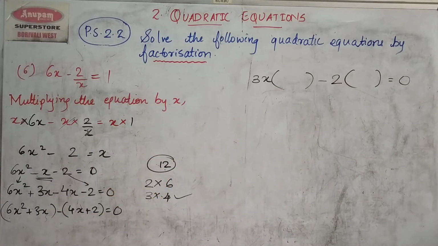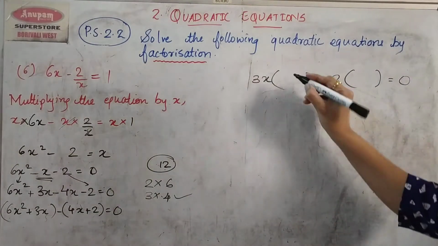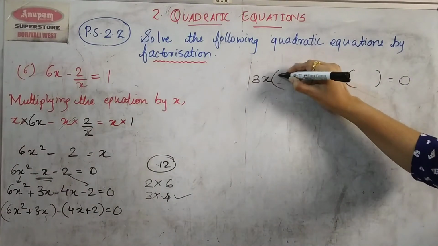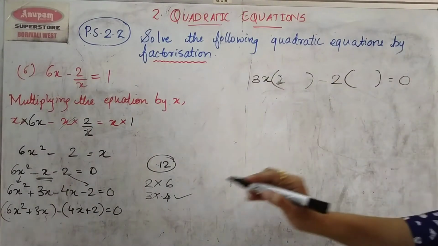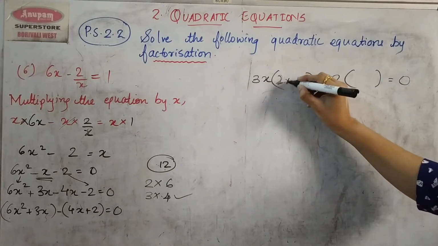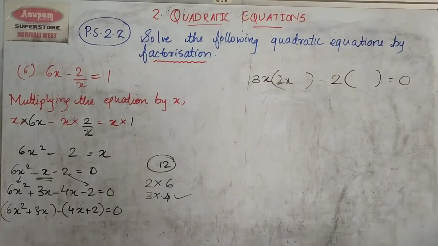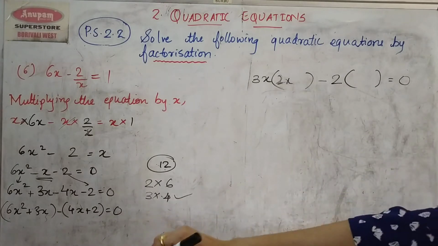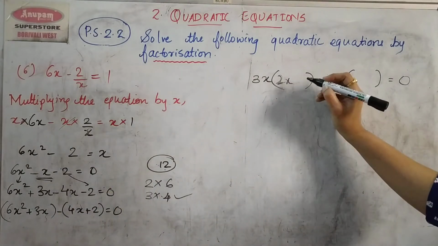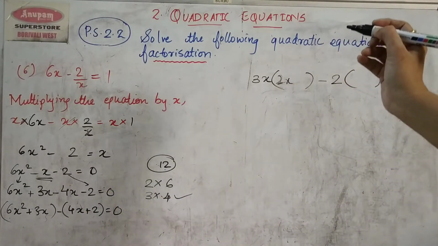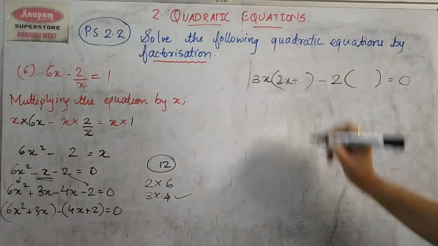Now let us see what we get inside. 3x into 2 will give me 6x square. 3 into 2 will give me 6, and x into x will give me x square. So this is my first term. What about the next one? There is a plus sign here, so I put a plus sign. Again I put a plus sign here.